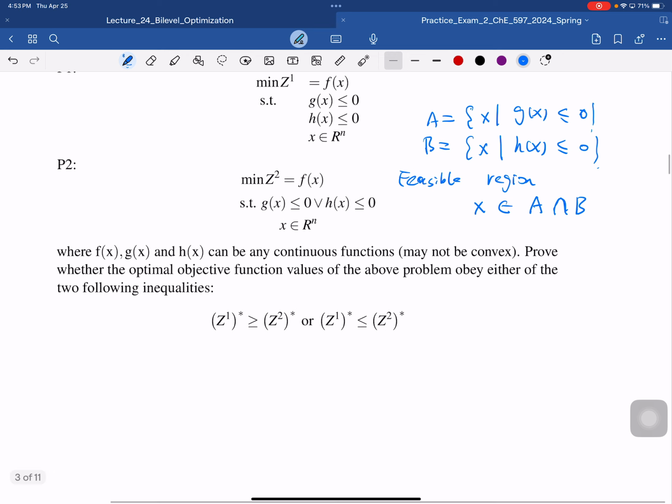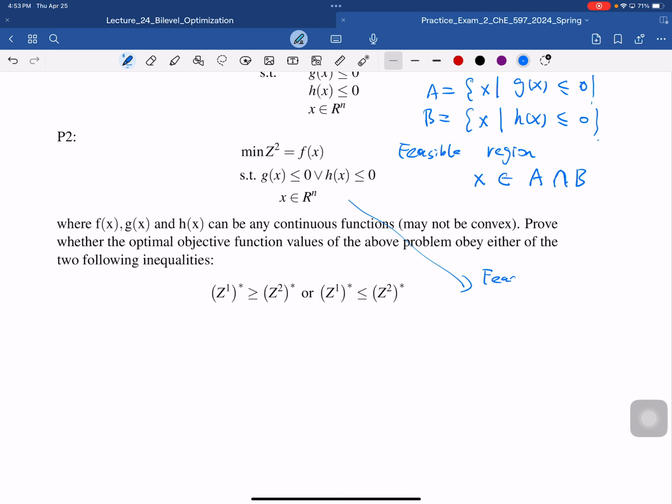Well, in the second problem, the feasible region is x in A union B, right? Because it says either this constraint holds or the other constraint holds. It's like the union of the two sets. And of course, the intersection of two sets is always a subset of the union of the two sets, right? So the feasible region of problem 2 is larger than the feasible region of problem 1, right?